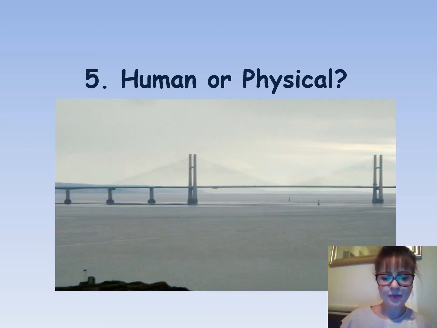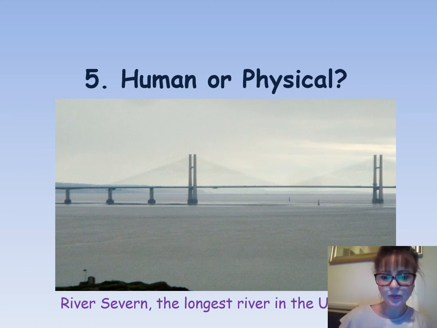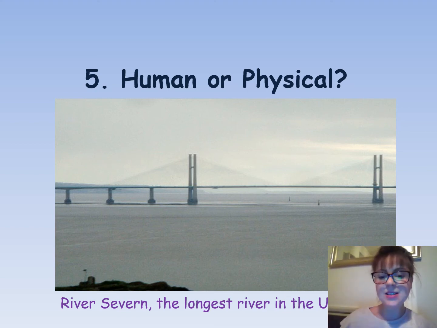Number 5, we've got the River Severn and it's the longest river in the UK. Is it human or physical? Did somebody make it? Remember, we're thinking about the river, not the bridge. Write your number 5 and your answer, human or physical. Okay, the River Severn is a physical feature. If there were no humans, we would still have the River Severn. It is natural, it is not man-made.